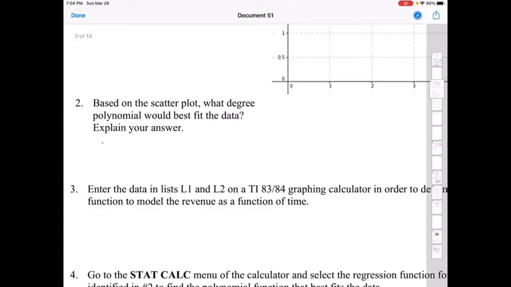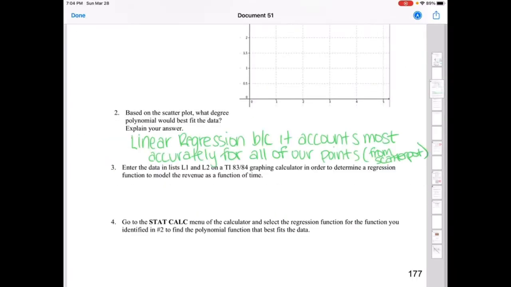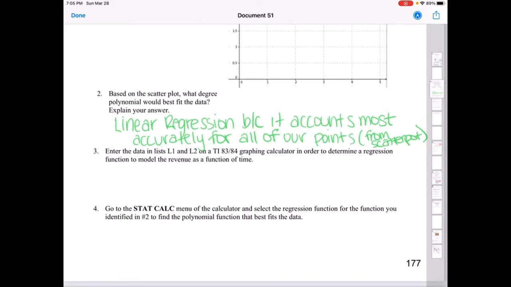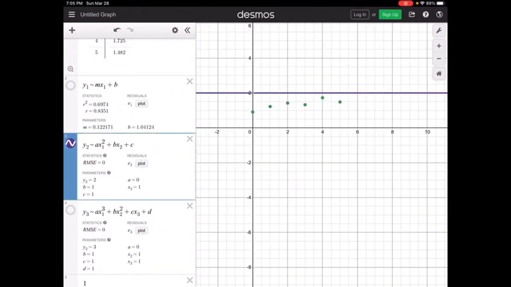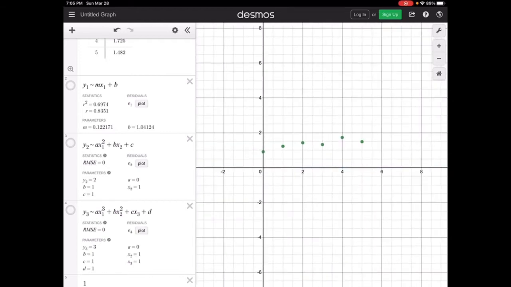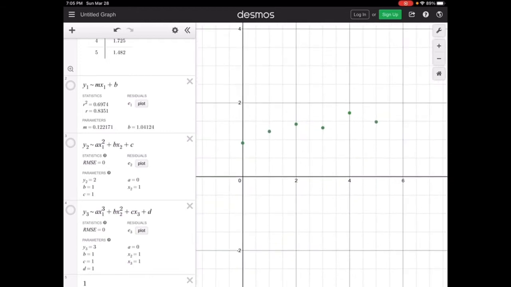Well, based on the scatter plot, linear regression. Then it says use your graphing calculator, in our case Desmos, to determine the regression function to model the revenue as a function of time. So it's asking us, well, if you think linear regression is the best fit, you could have determined that without plotting these, because if you look at this line, if you were to put a line of best fit here, you'd most likely have a straight line. It doesn't look like it's going to be a parabola. It doesn't look like it's going to be a cubic function. So we can assume that the line of best fit should be a straight line. So it should have been this linear regression.